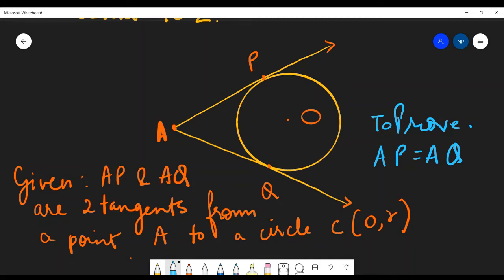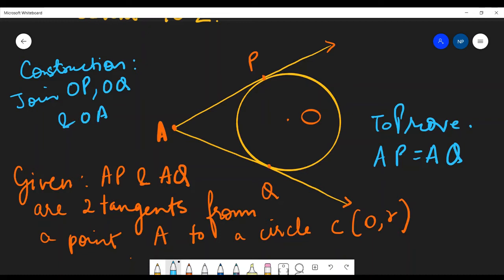Now, one construction we are going to do, that also you are going to write. One construction: join OP, OQ and OA. Okay, so we have to join OP from the radius. This we have to join, then OQ and OA. Okay, so this is your diagram. Copy down this much, children.